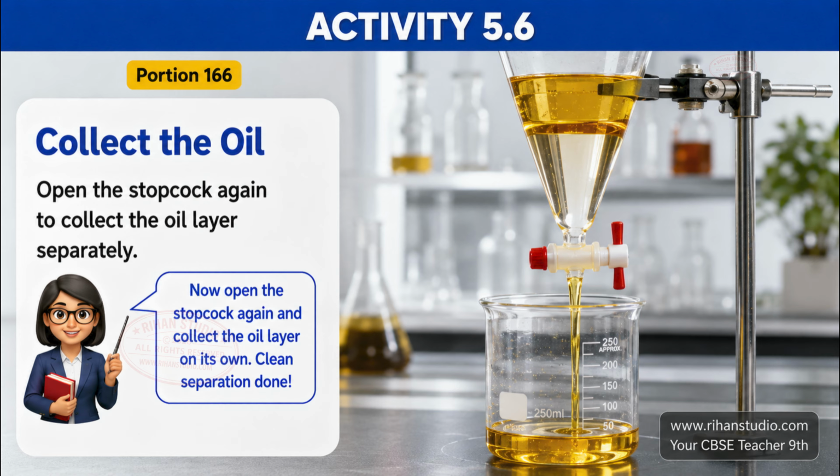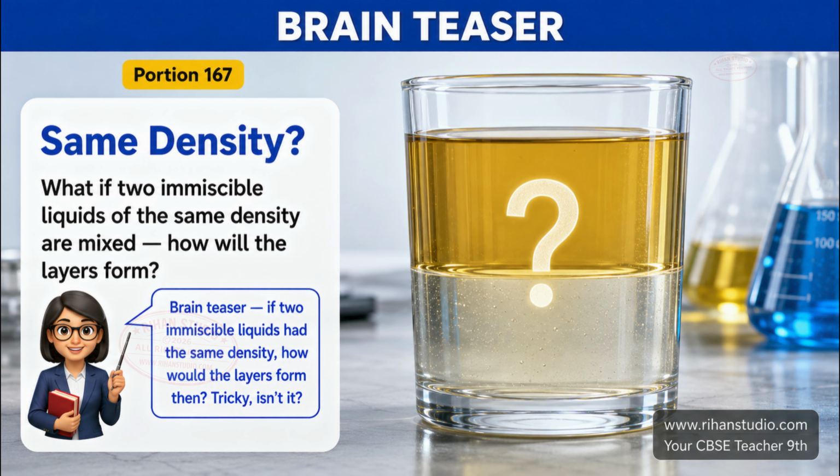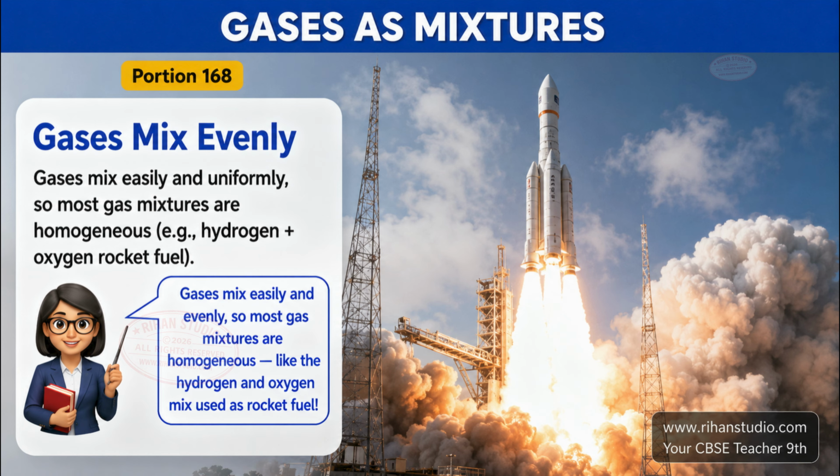Clean separation done. Brain teaser. What if two immiscible liquids of the same density are mixed? How will the layers form? If two immiscible liquids had the same density, how would the layers form then? Tricky, isn't it?